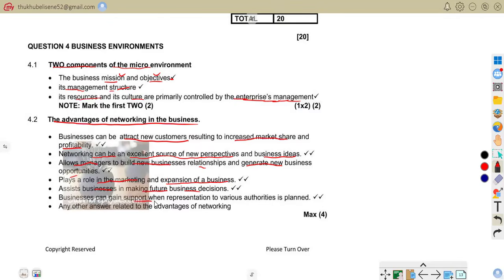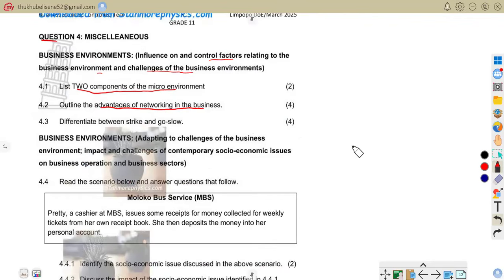Business can gain support when representation to various authorities is planned. So gain support when dealing with authorities, meaning to say networking provides representation and collective support. That can be through business associations lobbying government. That is that. So now, we are to go to the next question at 4.3.